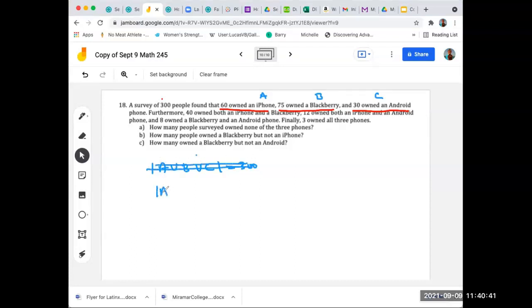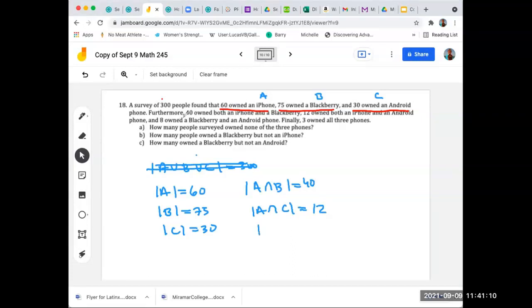Okay. So A is 60 and B is 75 and C is 30. But then it says, iPhone and BlackBerry, so A intersect B, that would be 40. iPhone and Android, so A intersect C is 12, and 8 on BlackBerry and Android, so B intersect C is 8, and 3 are all of them, so A intersect B intersect C is 3.